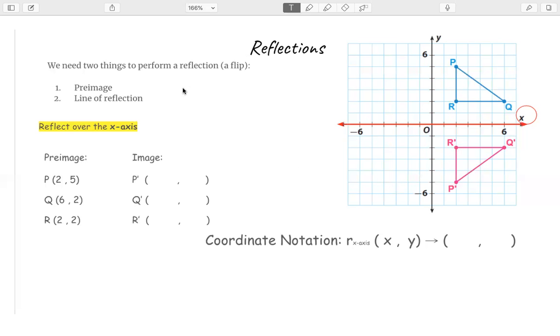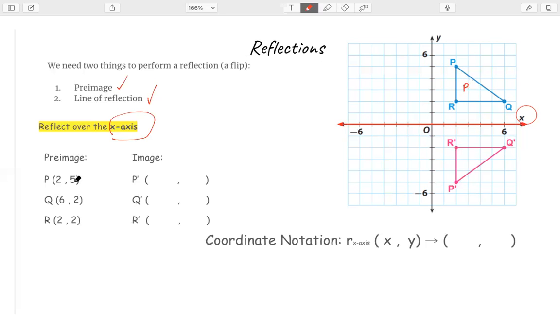We need to know two things. We need to ensure that we have a pre-image and a line of reflection. Again, right now we're working with the x-axis. First, I want to look at the pre-image. My pre-image is right here, this image in blue. I know that because it does not have the little prime symbol next to the letters. So this is my pre-image.